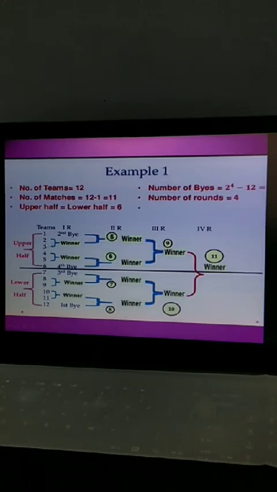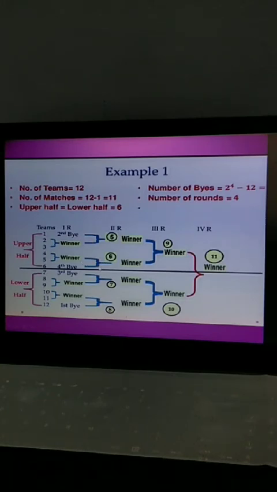Then in the first round of matches we can see the teams that are getting byes. The first round of matches: 2 versus 3, then 4 versus 5, then 8 versus 9, and 10 versus 11. Then the winners from the first round will play in the second round with the teams who got byes in the first round. So the winner from here is playing against team number 1. So this match is there.